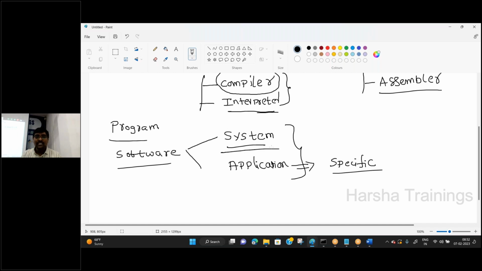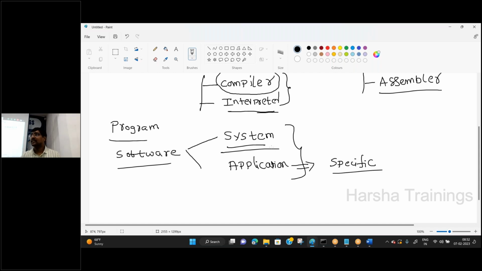Now, what is system software? Based on this, system software is the software that is designed to run the system. What is an example? Give any one example of system software.